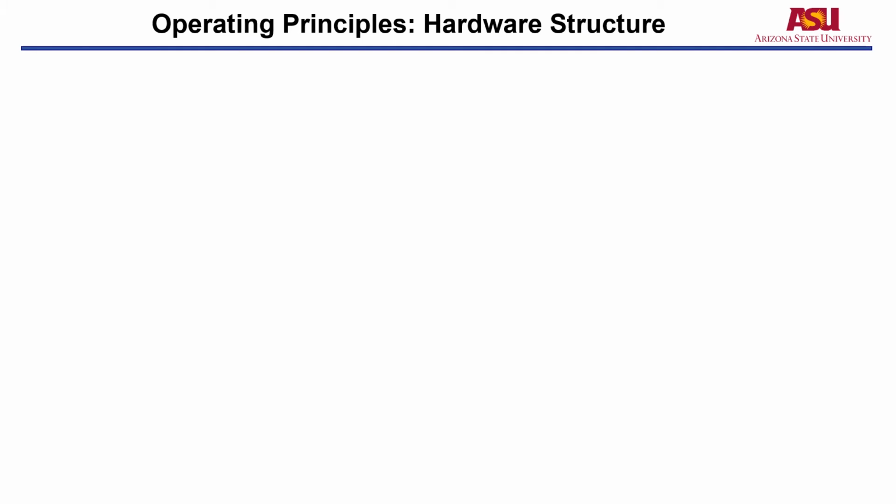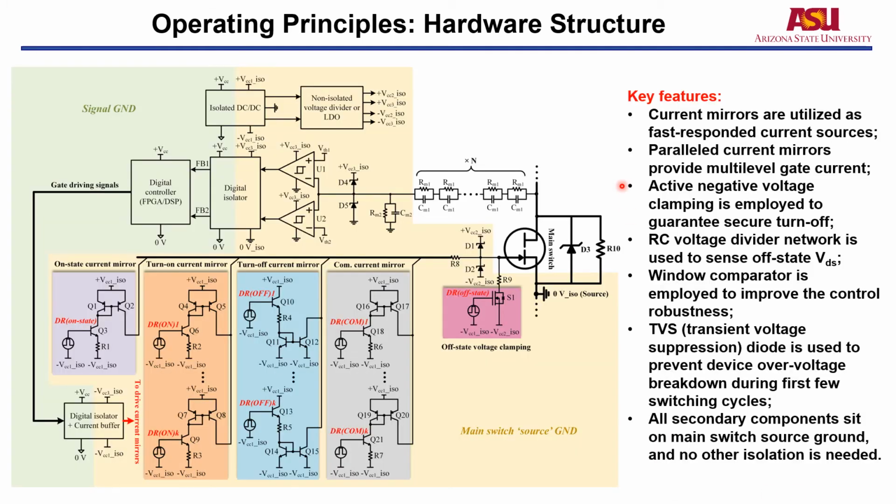Next is the operating principles. Let's look at the hardware structure. The key features are summarized here. First, the current mirrors are utilized as the fast-responding current sources. Here, we have 4 sets of current sources. Second, the parallel current mirrors can provide multi-level gate current.